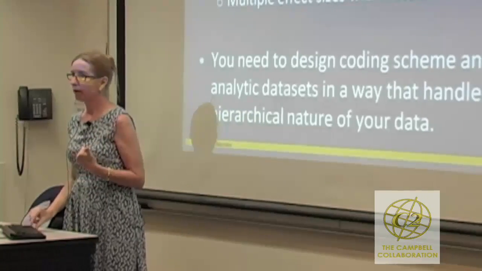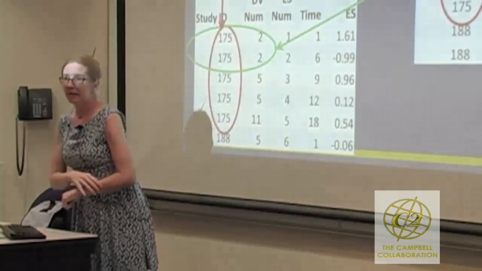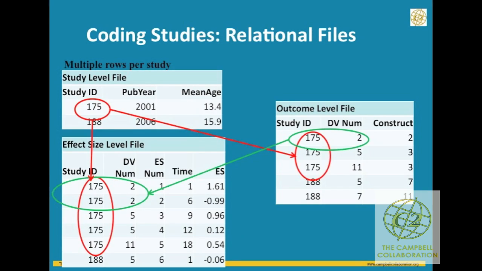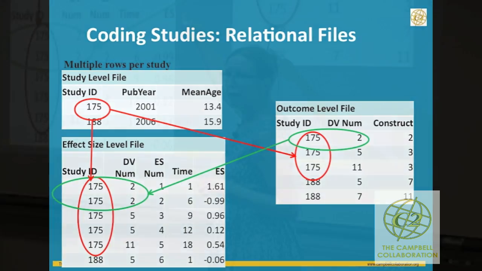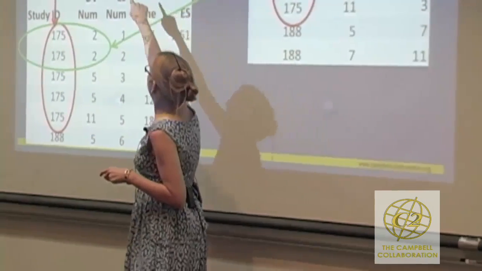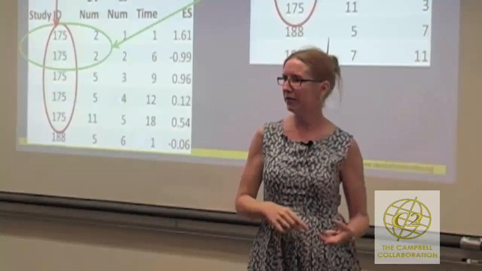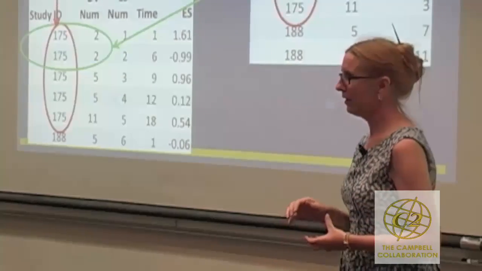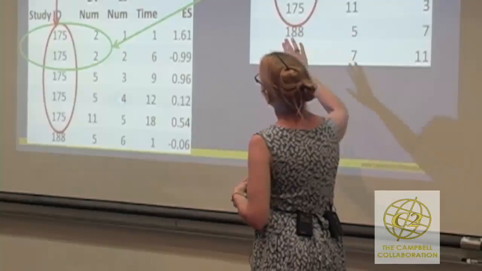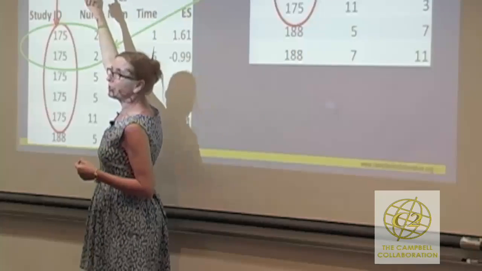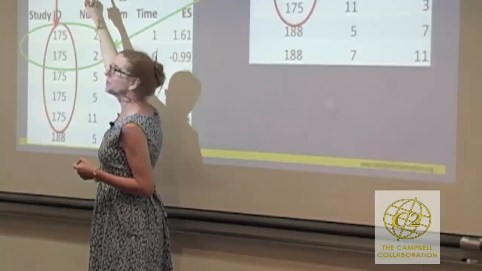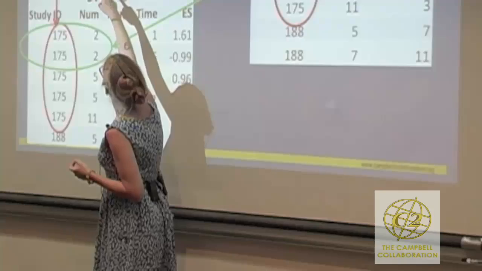I do it in hierarchical databases, but if it's a small systematic review, you can do it in a spreadsheet. It's pretty straightforward. So all of the study coding that I've been talking about up to now, like the publication year and the age of your sample and the treatment and the implementation fidelity and how many sessions there are, that's kind of a one per study sort of thing. So it's going to be one row.